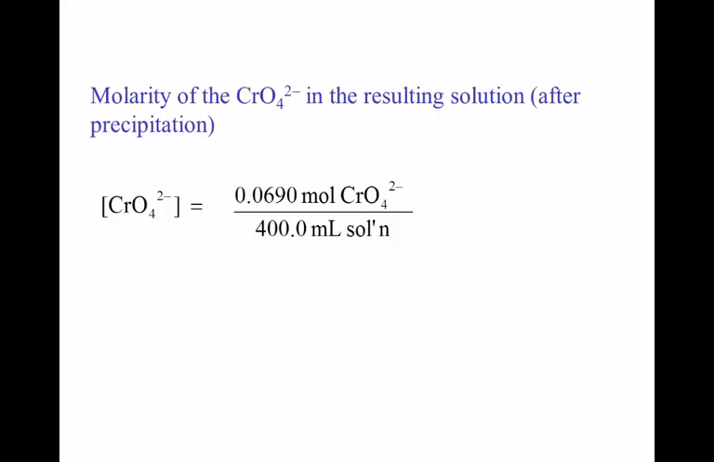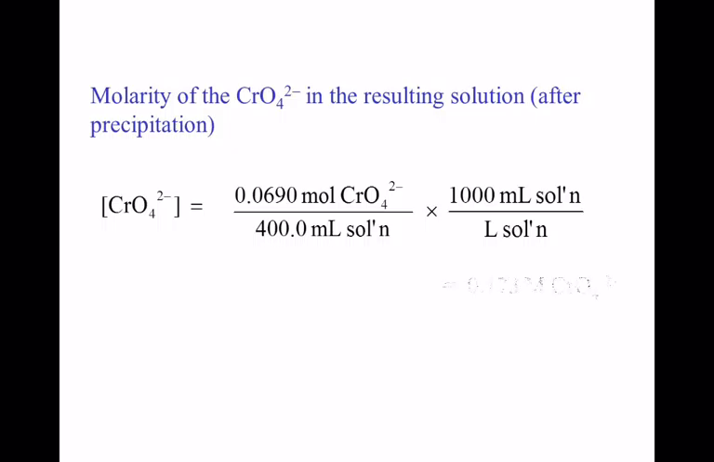So the molarity of the chromate ion would be the moles divided by the volume, having both of those solutions put in. So 0.0690 moles of CrO4 2- divided by 400.0 milliliters of solution. Correct it from milliliters to liters by introducing 1,000 milliliters over 1 liter. Rounding it to 4 sig figs.